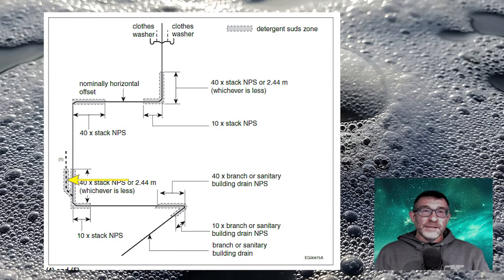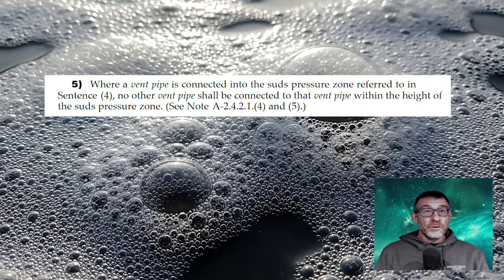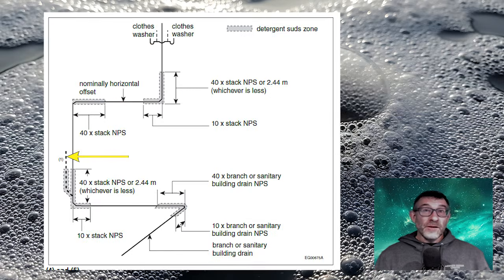Now let's look back at that vent pipe. But first we should go through clause 2421 part 5, where a vent pipe is connected into the Suds pressure zone referred to in sentence 4. No other vent pipe shall be connected to that vent pipe within the height of the Suds pressure zone. Now I have no idea what this vent pipe actually is. It's kind of weird, but it's a good one for the example.